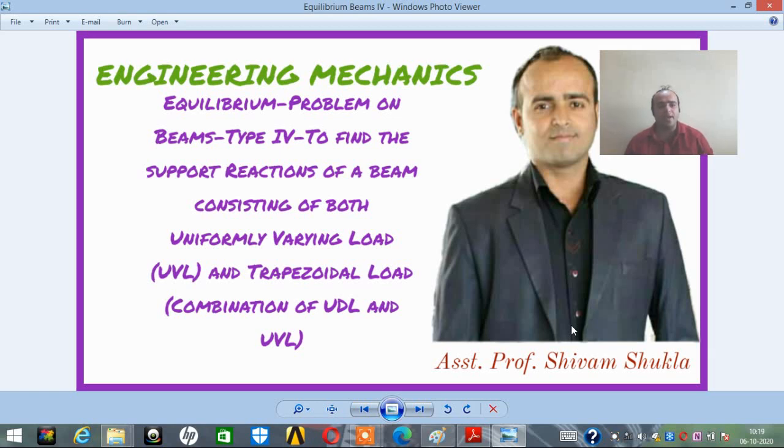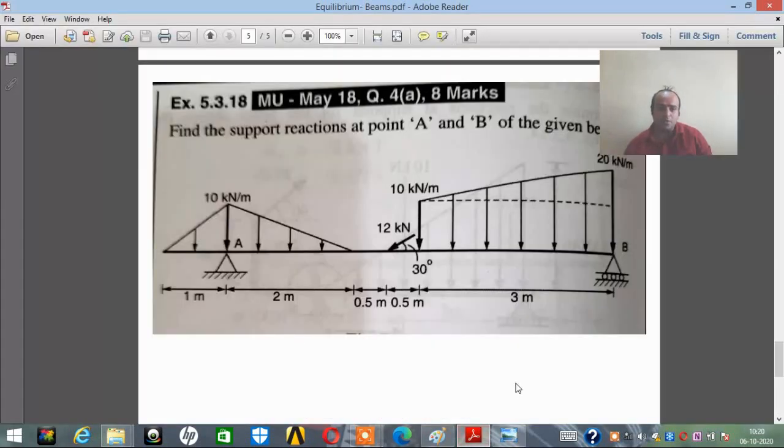This is Shivam Shukla and here I am to solve a problem on engineering mechanics. It's a problem on equilibrium, problem on beams type 4. To find the support reactions of a beam which is consisting of both uniformly varying load, that is UVL, and trapezoidal load, which is a combination of UDL and UVL. Let's see how the question statement goes.